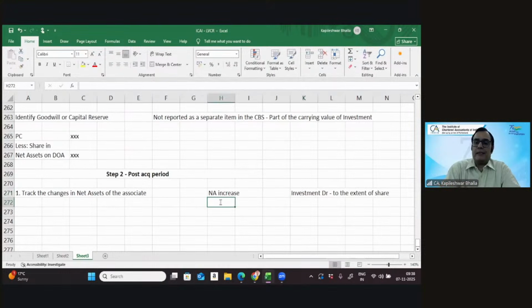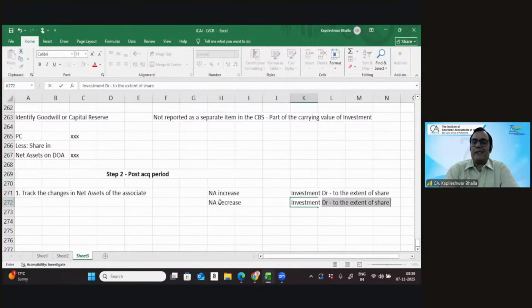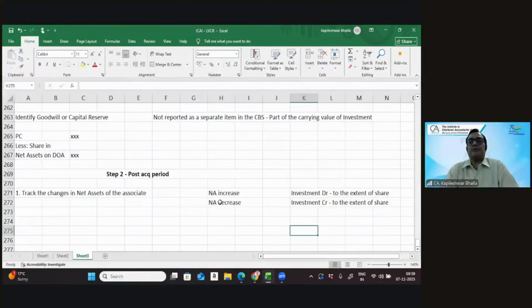And if there is a net asset decrease in this particular case, then what do we need to do? We need to basically credit the investment, and that is again to the extent of share in the increase or decrease as the case may be. So this is one thing that you need to do, keep track of the changes of the net assets. If the associate equity moves up, the investment moves up. If the equity goes down, the investment also goes down.